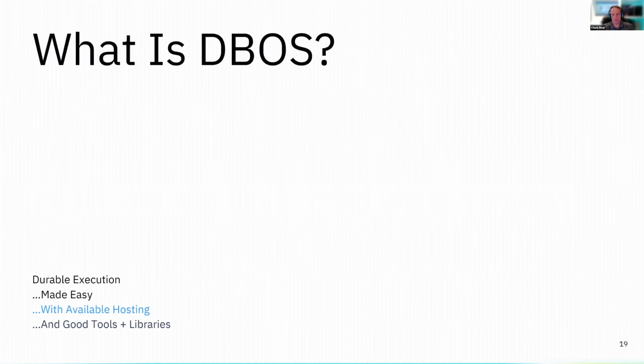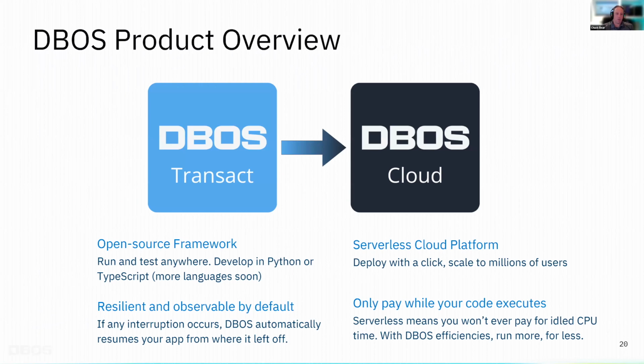So another important part of DBOS is the available hosting. The DBOS Transact framework that I've been telling you about, you can run that anywhere. You run it on your laptop, you can test it, you can deploy it. Python, TypeScript, they're resilient, they're observable by default. You can do those things anywhere. Put them in EC2 if you want.